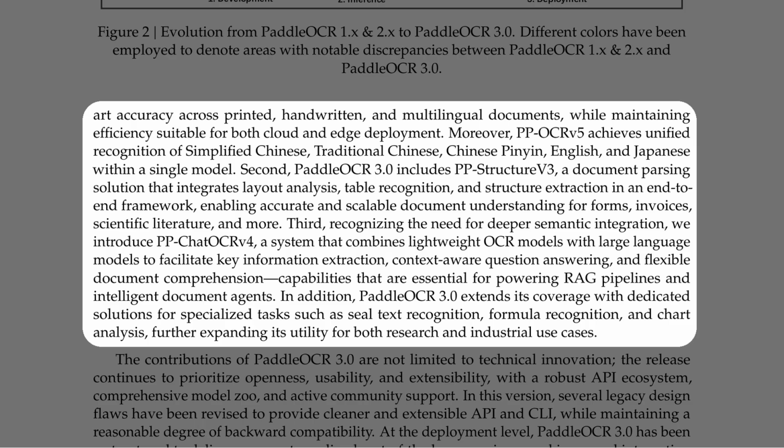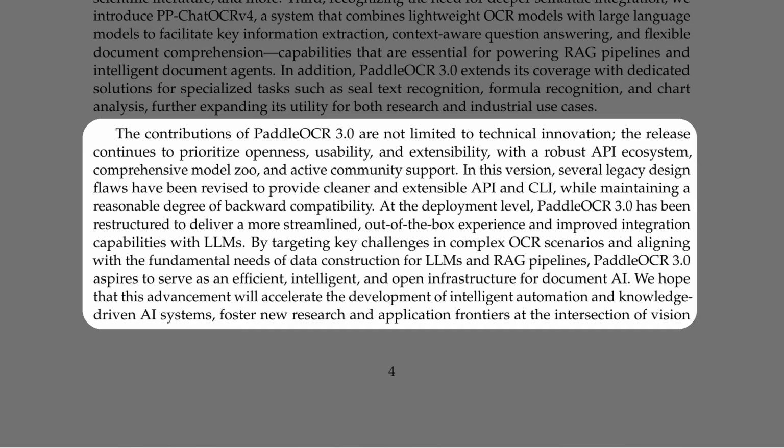In addition, PaddleOCR 3.0 extends its coverage with dedicated solutions for specialized tasks such as sealed text recognition, formula recognition, and chart analysis, further expanding its utility for both research and industrial use cases. The contributions of PaddleOCR 3.0 are not limited to technical innovation. The release continues to prioritize openness, usability, and extensibility, with a robust API ecosystem, comprehensive model zoo, and active community support. In this version, several legacy design flaws have been revised to provide cleaner and extensible API and CLI, while maintaining a reasonable degree of backward compatibility.